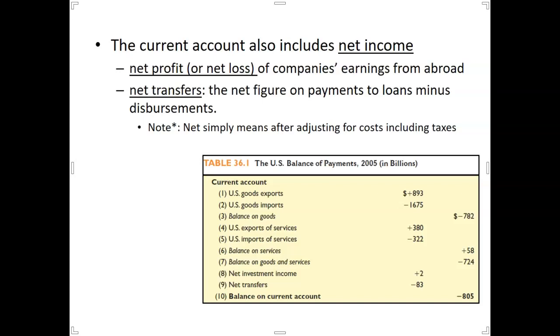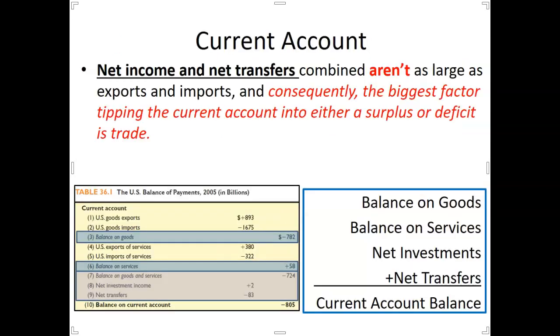Same thing for the net figure on payments to loans. Again, net simply means adjusting for all the costs and taxes and everything else. So here we have the net investment income, NII, and net transfers. Here's the thing: the net income and net transfers combined aren't as large as exports and imports, and realistically they aren't that big of a thing, because that goes back and forth and back and forth. You can see in this example the balance on goods and services was 730 some odd dollars, and then the net investment and net transfers was simply $81. So not really that big of an issue.